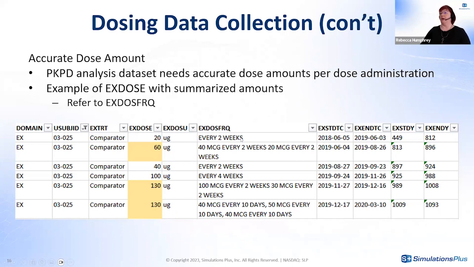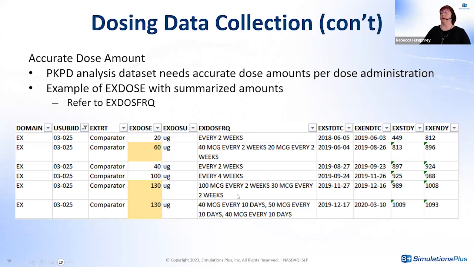And we can see that they've been on this comparator drug every 2 weeks at 20 micrograms for about a year. And then the next record, even though the EX dose says 60, once you read the information in the EX dose frequency, you can see that they actually received 40 milligrams every 2 weeks and then 20 milligrams every 2 weeks. So the dosing actually fluctuated during this time period. And likewise, they went to 40 milligrams every 2 weeks for another month, and then 100 micrograms every 4 weeks for another month and a half.